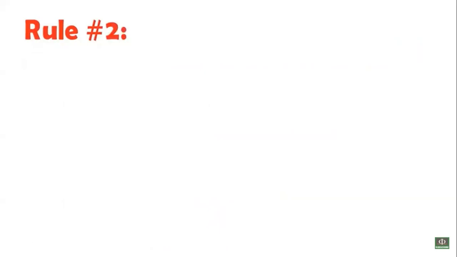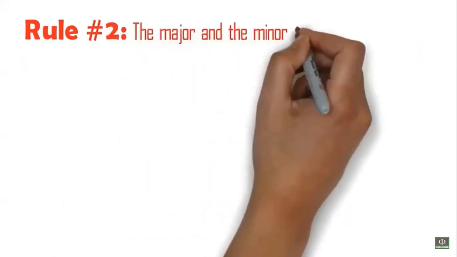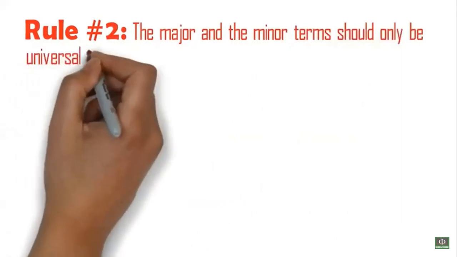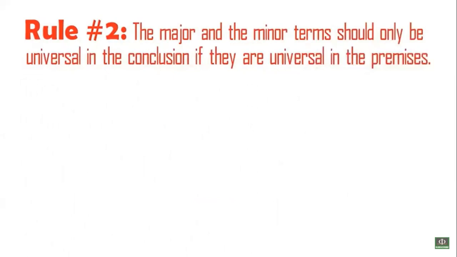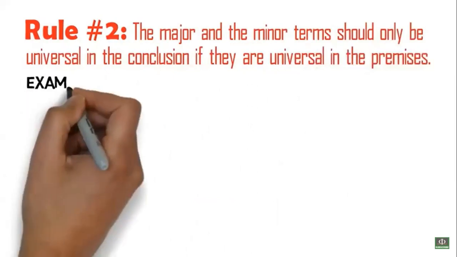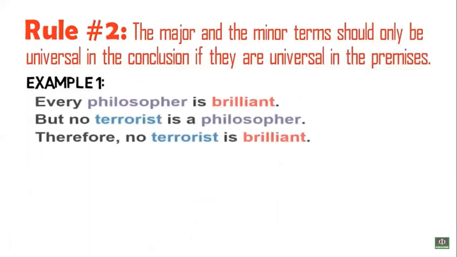Rule number 2 of the 8 rules of syllogism states, the major and the minor terms should only be universal in the conclusion if they are universal in the premises. Example: every philosopher is brilliant, but no terrorist is a philosopher. Therefore, no terrorist is brilliant.